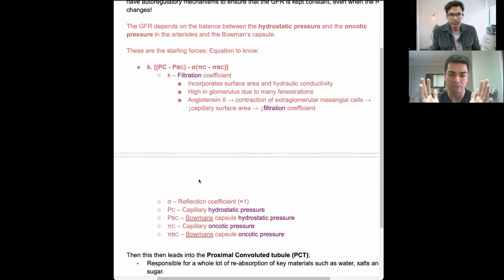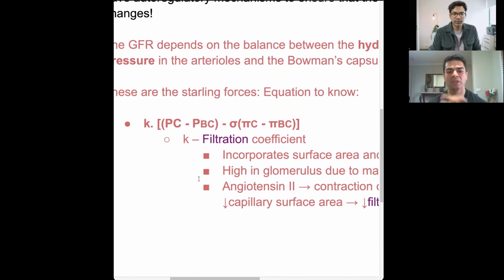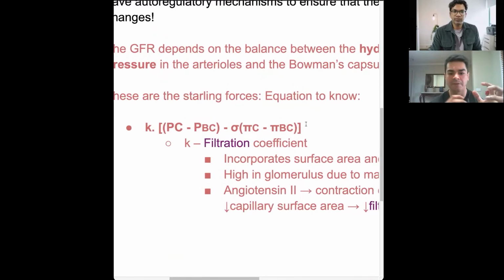So that's the equation, K multiplied by, in brackets, PC, or the capillary hydrostatic pressure, minus your Bowman's capsule hydrostatic pressure, minus your reflection coefficient times your capillary oncotic pressure, minus your Bowman's capsule oncotic pressure. So it's really important to know that, because then you can really talk about the different factors that can affect this filtration.